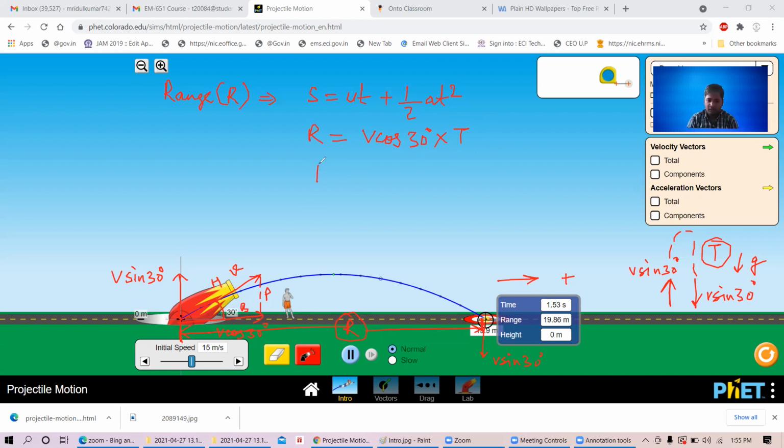From this, we can find out range equals v cos 30, that is 15 cos 30 times the time of flight. So time of flight comes out to be, if we use the formula, 2u sine 30, that is v sine 30 by g. Or if we use the direct value that we have found earlier, then we can find it as 15 cos 30 into 1.53 seconds. So this comes out to be, if you calculate it using a calculator or your basic calculations, around 19.86 meters.